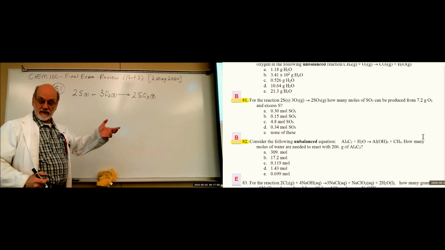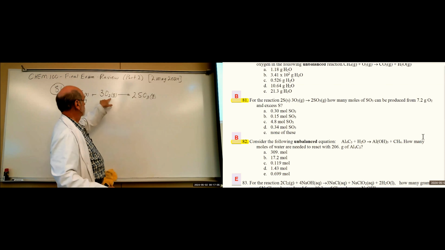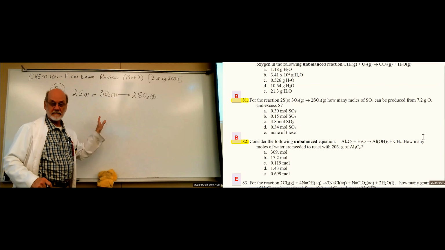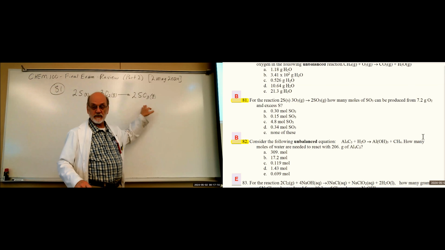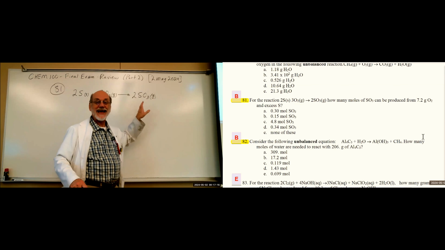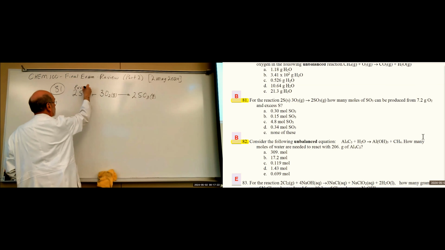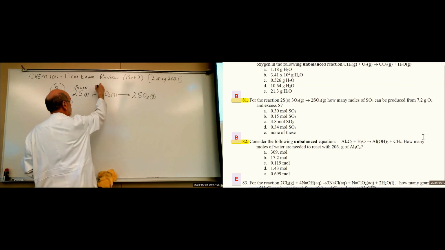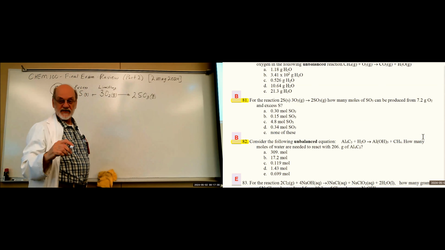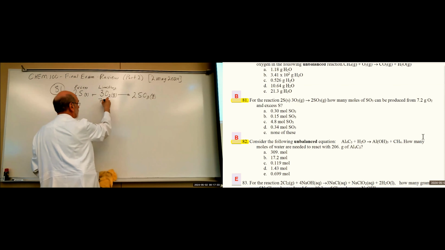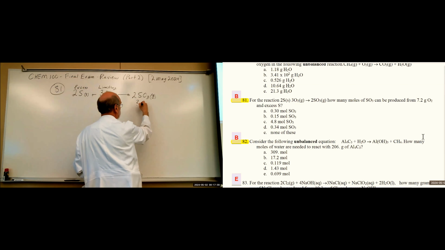Now, you can assume it's balanced, but let's be sure. 2 sulfur, 2 sulfur, 6 oxygen, 6 oxygen. So that one's balanced. Now we can go to the question. How many moles of sulfur trioxide can be produced from 7.2 grams of oxygen and excess sulfur? So we're told that's excess, and this would be the limiting, at 7.2 grams. And we want to find out how many moles of this.